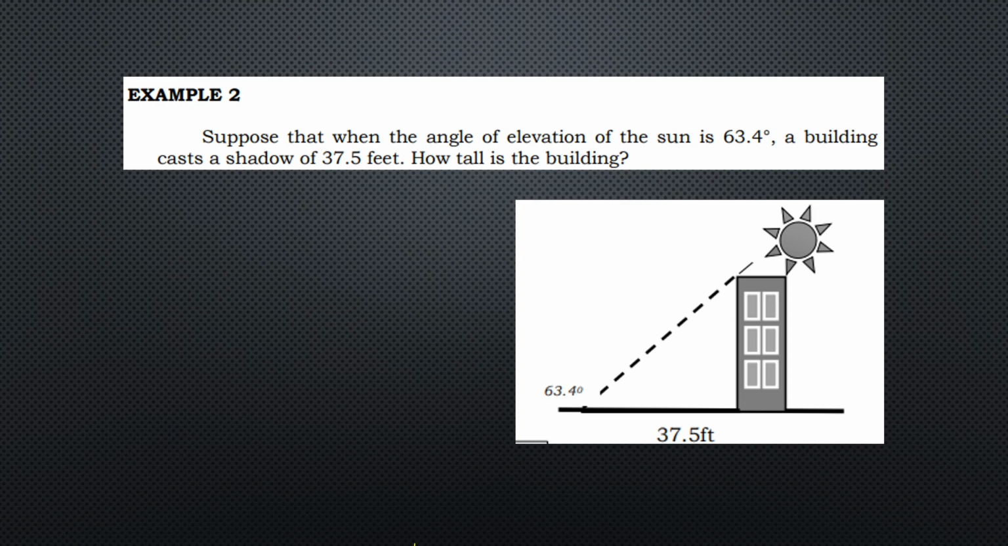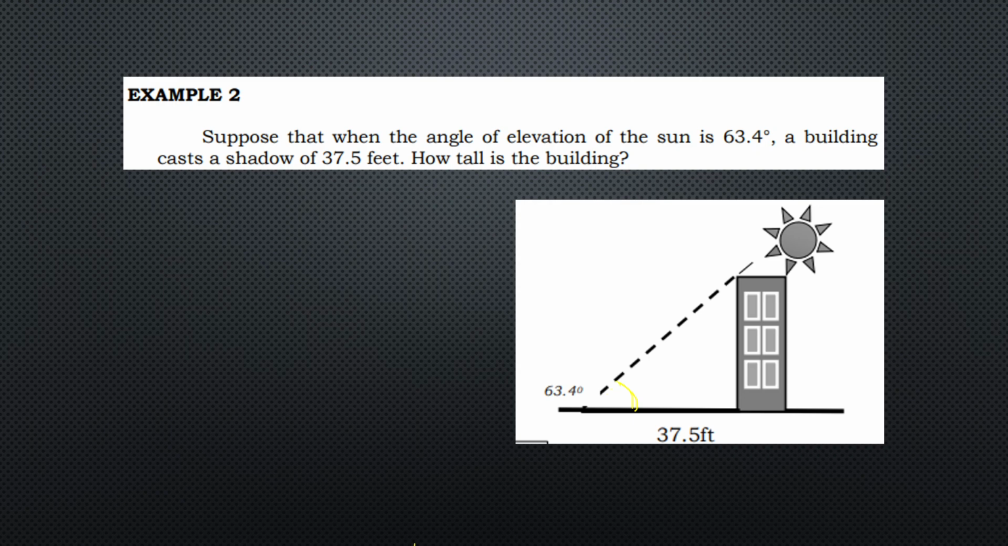If you see there, just imagine a building, and the sun is up above. Of course, it will cast a shadow. You can also draw it on this side, so long as the shadow fits. So, the 63.4 degrees is actually in this angle here. That is the angle of elevation, 63.4 degrees. And this one is 37.5.